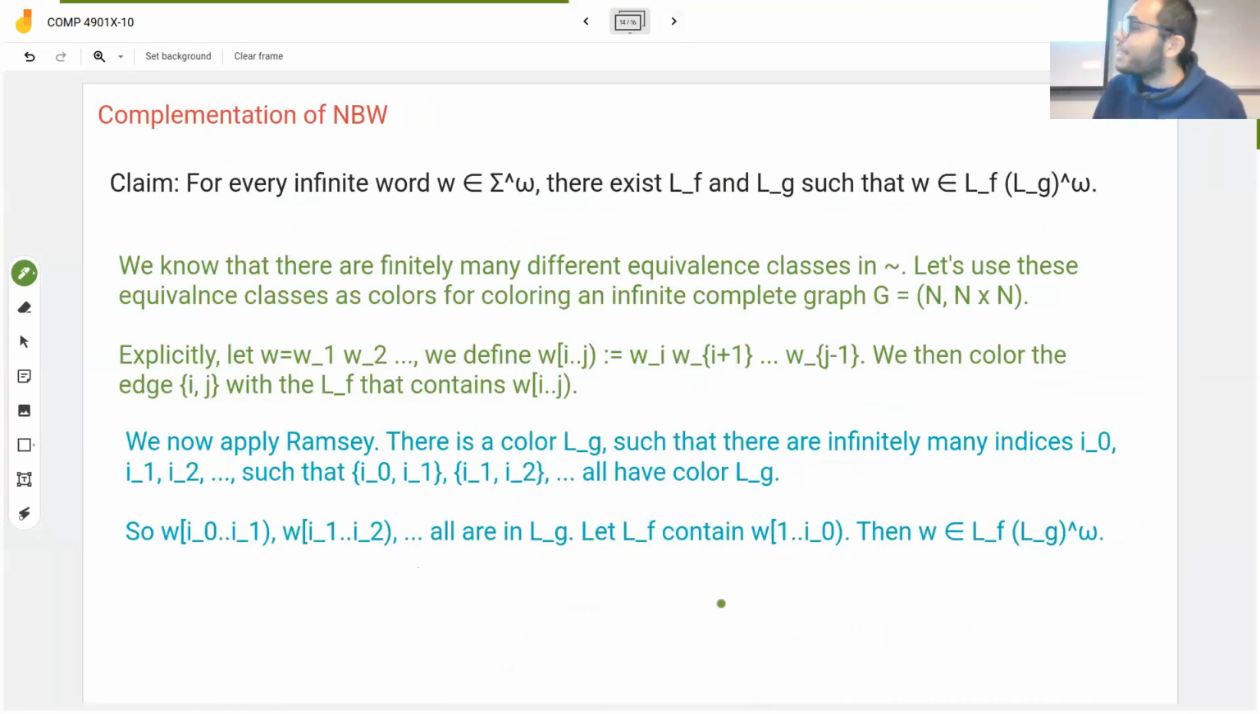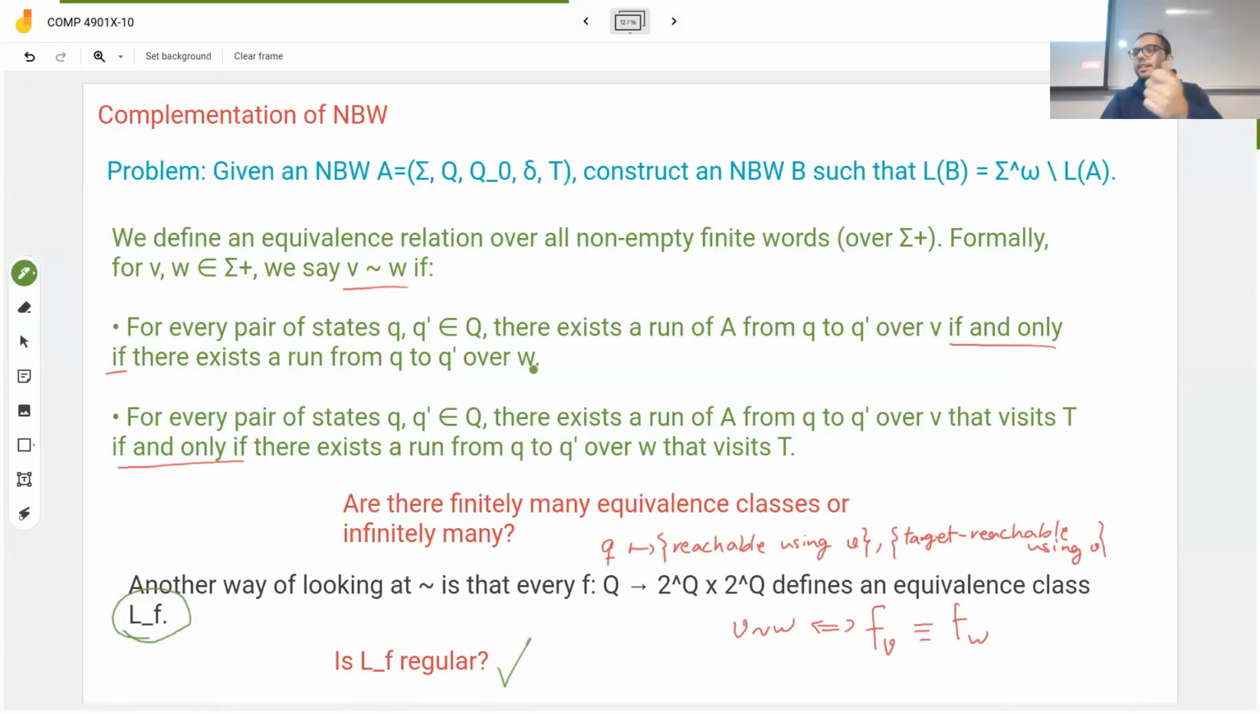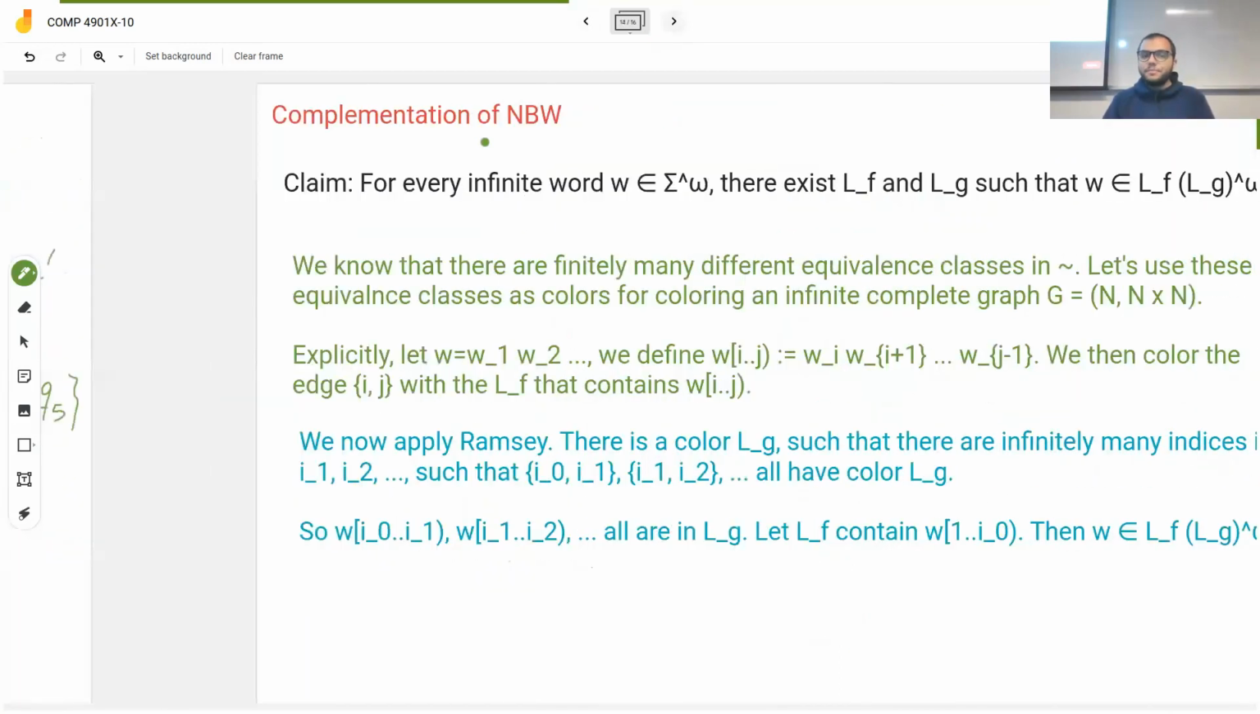Here's now where things get interesting. I'm going to make another claim. So you see, I had this definition of equivalence, and I basically broke down my finite words into finitely many equivalence classes. And I showed each one of these equivalence classes by L of some F. Okay. Now, what I claim is this.